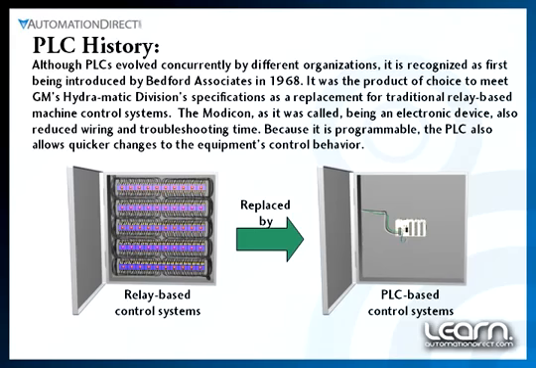Let's take a quick look at the PLC's history. The PLC is mostly recognized as being introduced by Bedford Associates in 1968. Originally called a Modular Digital Controller, or Modicon, it became the product of choice in meeting specifications developed by General Motors' Hydromatic Division for replacing traditional relay-based machine control. Its use of ladder logic programming was one of the main features that attracted it to the factory personnel. Because it could be programmed, the PLC allowed for quick changes and a reduction in wiring and troubleshooting time. This was a huge advantage over the older relay-based control systems.